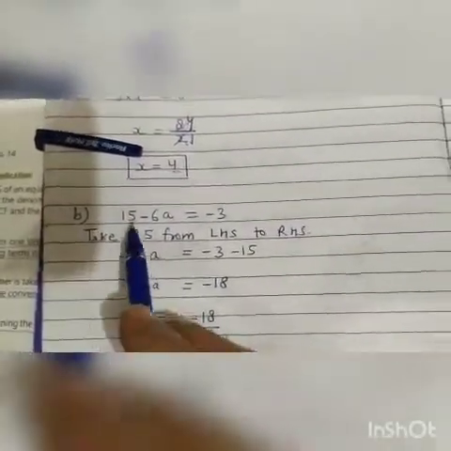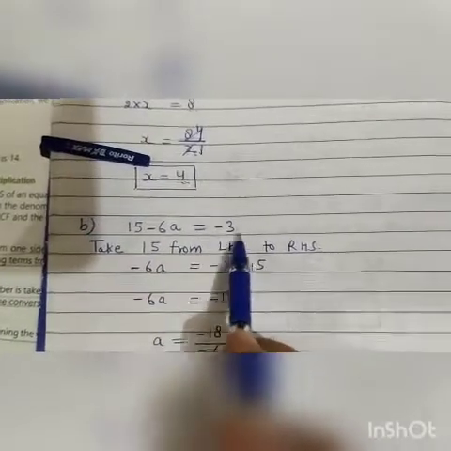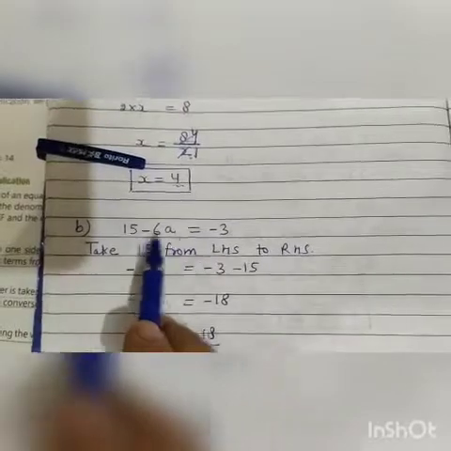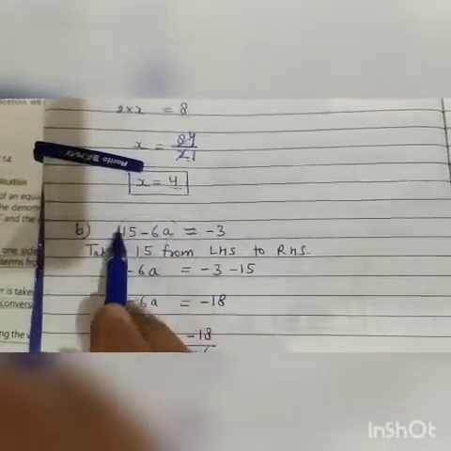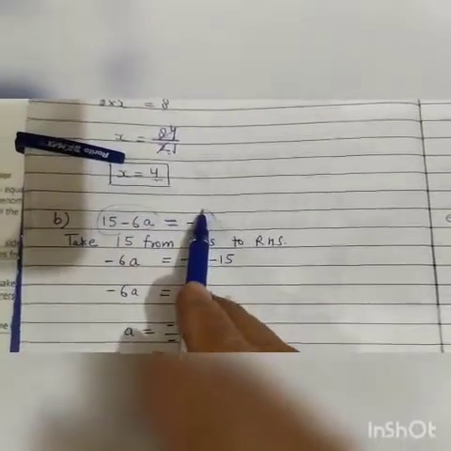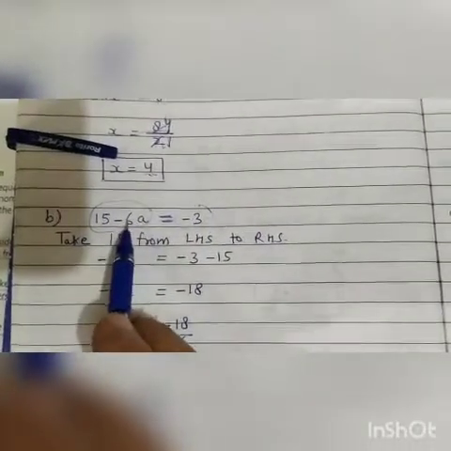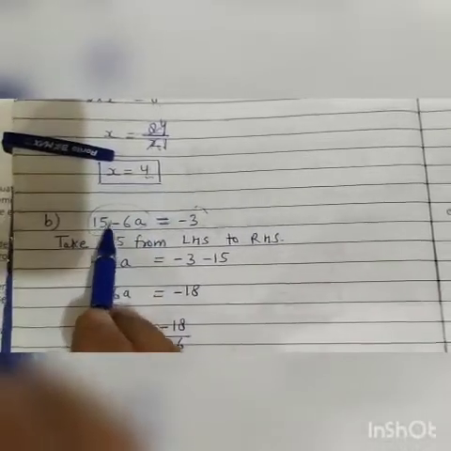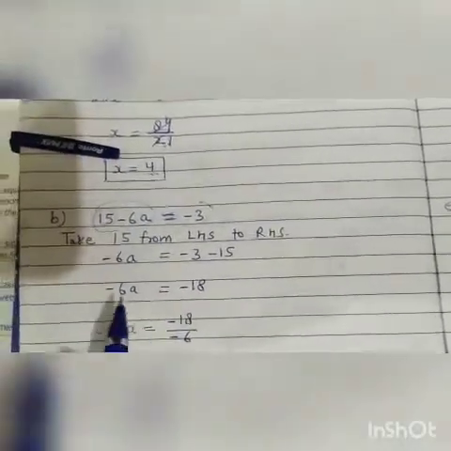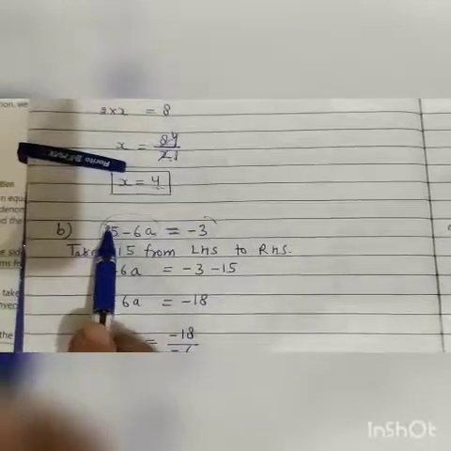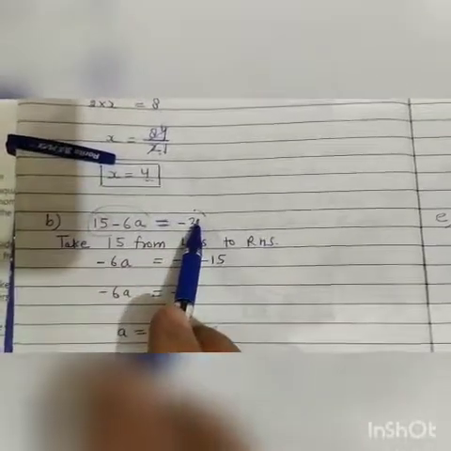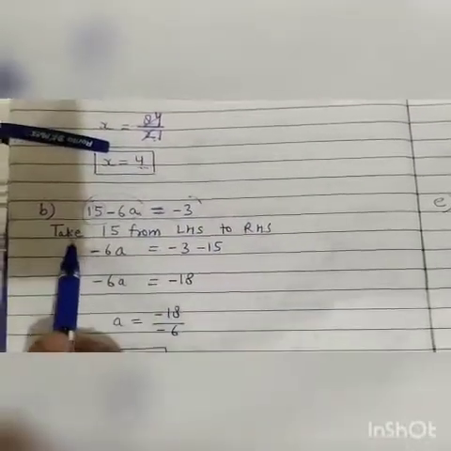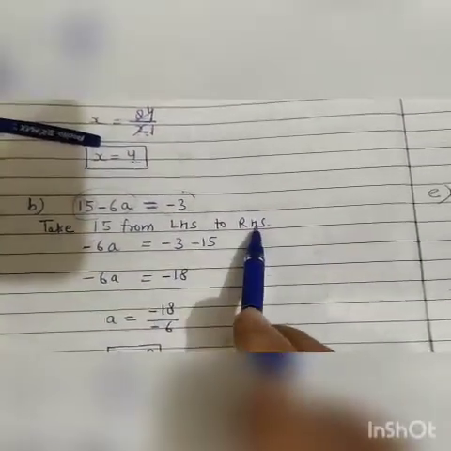B part. 15 minus 6a is equal to minus 3. Here on the left hand is the equal sign; this is the left hand side and this is the right hand side. Here the term minus 6a is the term with the unknown variable a, but this 15 is a constant. As I told you, we write all the constant terms on the right hand side. So we will take this 15 from the left hand side to the right hand side.